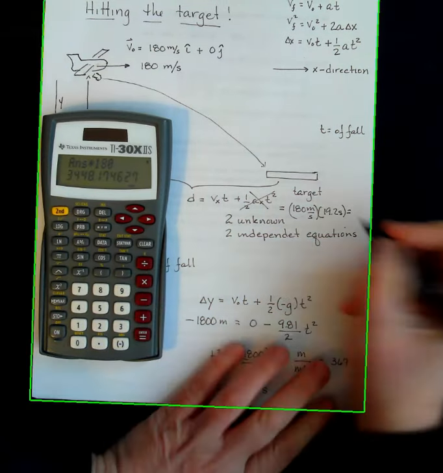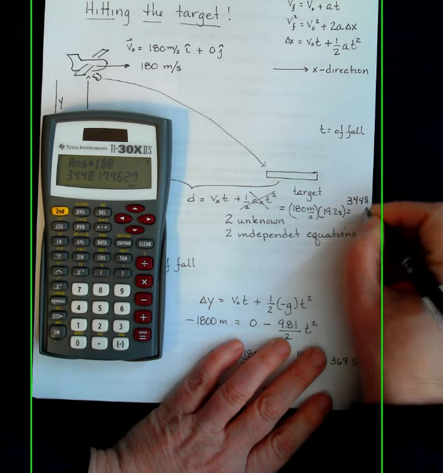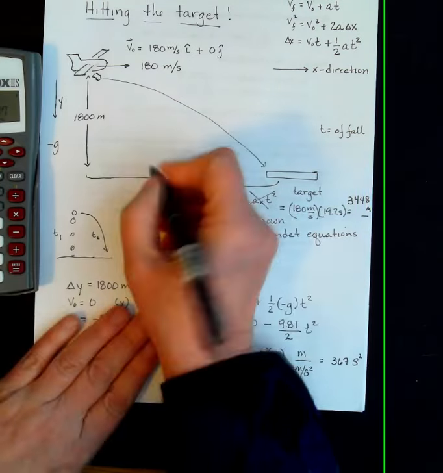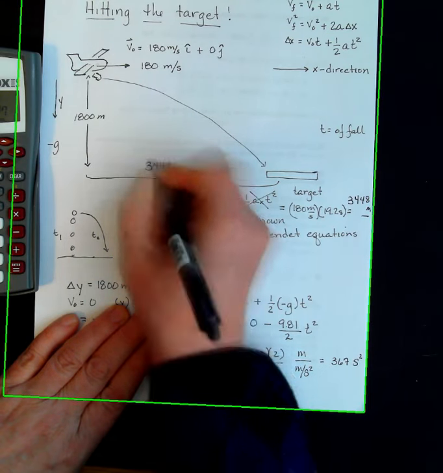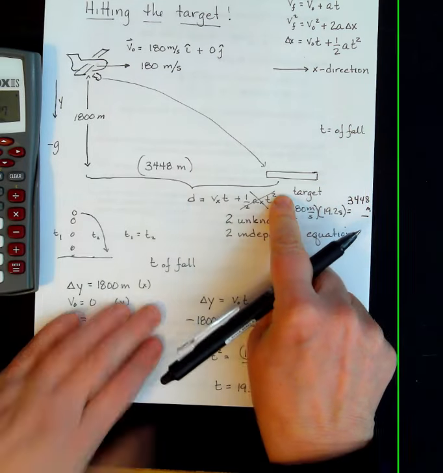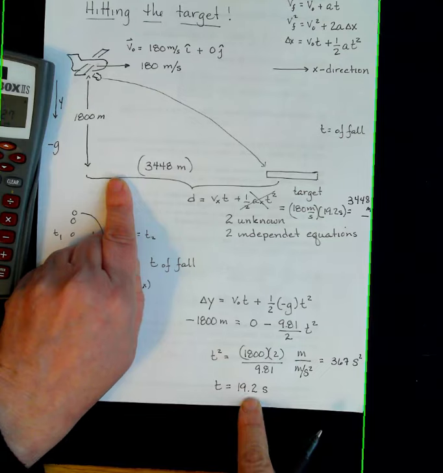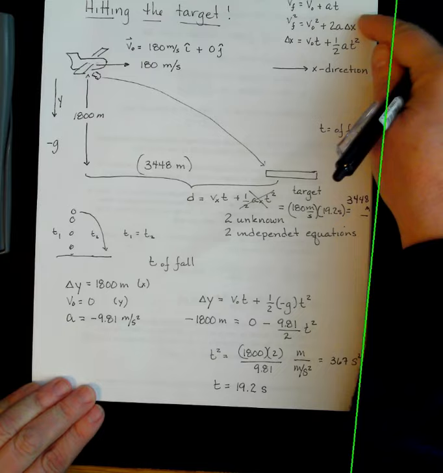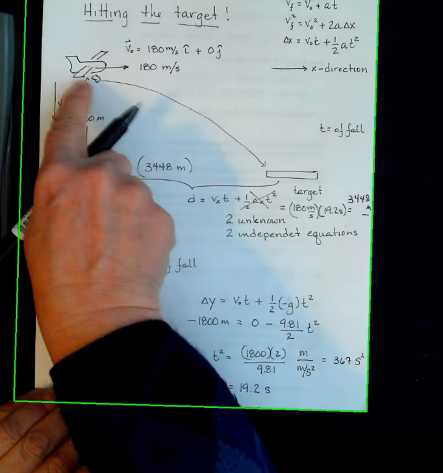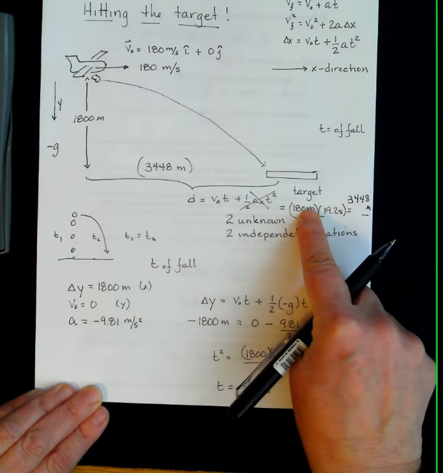I need to drop my water when I am 3,448 meters away from the target. So that's the distance away from the target that I would need to drop it. And the time that it takes for it to fall is going to be 19.2 seconds. So I'm going to use my equations of motion. I'm using the fact that my x direction is independent of my y direction, and I'm going to be able to hit the target.